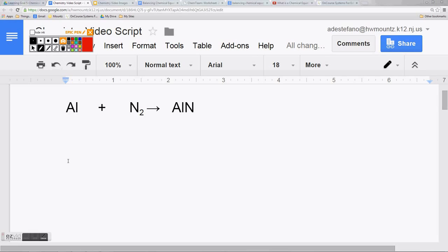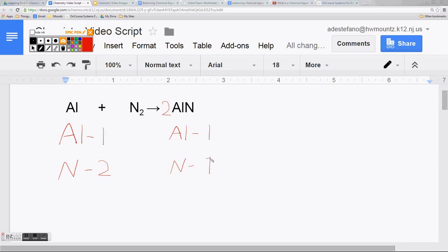In these next few examples, I'm going to show you some strategies when solving chemical equations. So I like to start by first writing down the atoms that can be found on each side. So on each side we have aluminum and we have nitrogen. So write that down first. Now count up the total number of atoms of each element in the reactants and the products. In this case, we have 1 aluminum, 2 nitrogen in the reactants, and 1 aluminum, 1 nitrogen in the products.